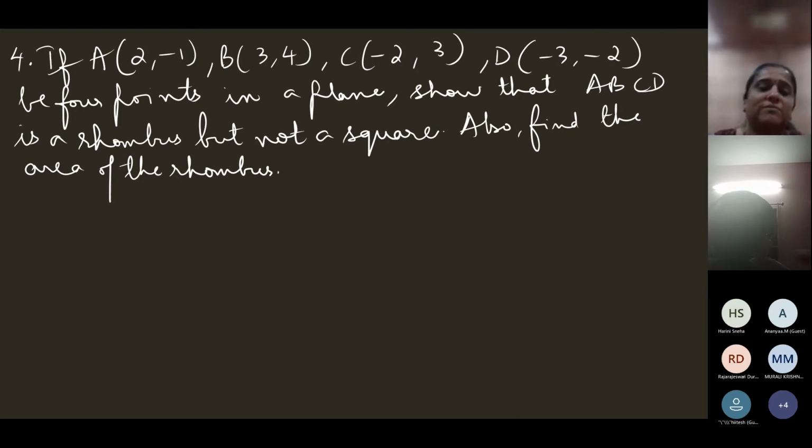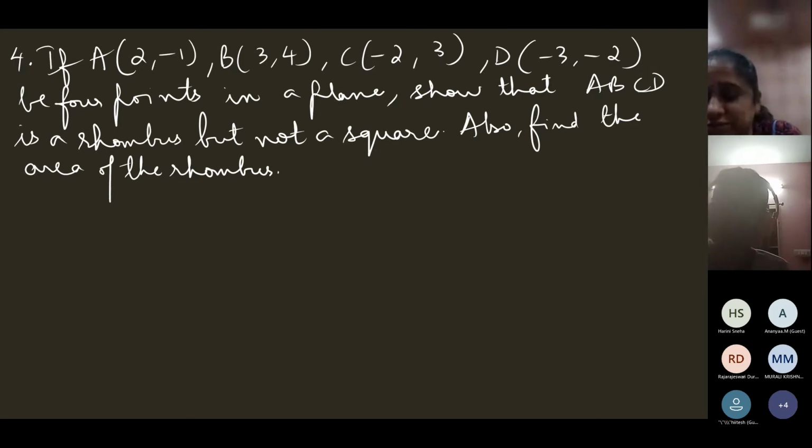Yes, ma'am. So this is the fourth one, children. A, B, C, D. Show that it's a rhombus and not a square. Find the area of the rhombus quickly.